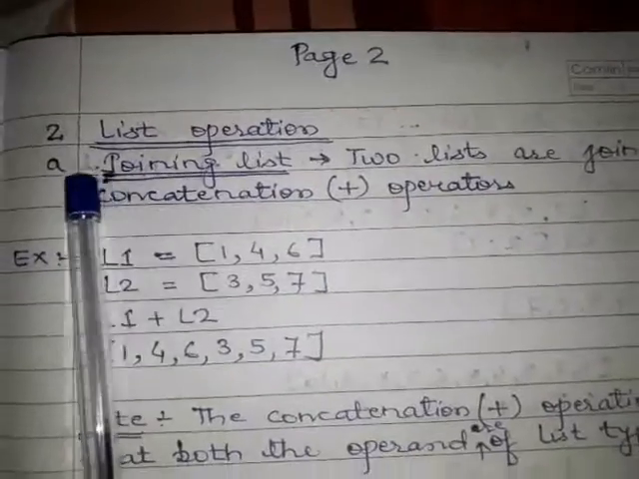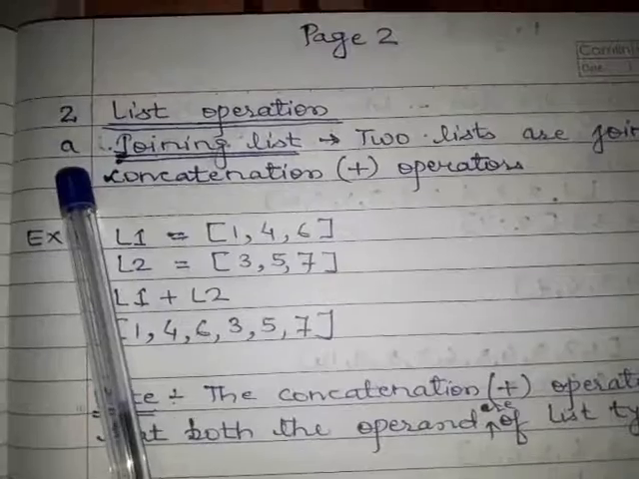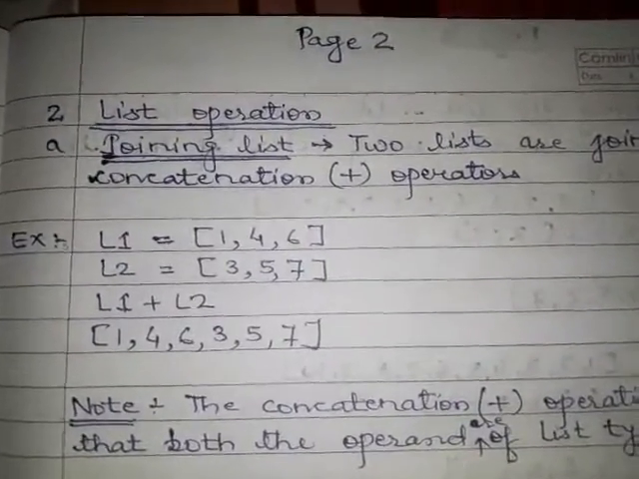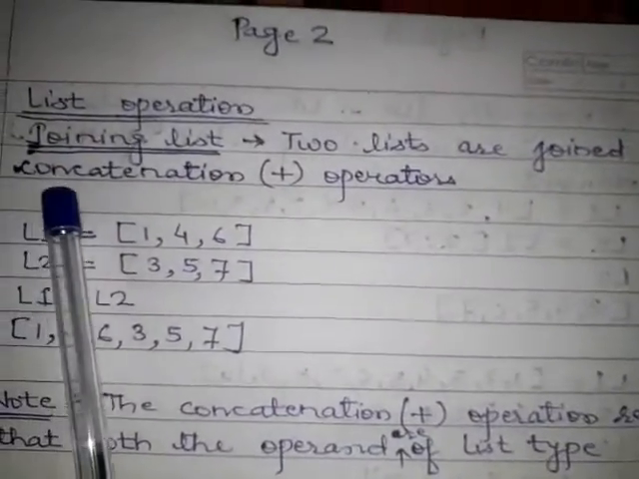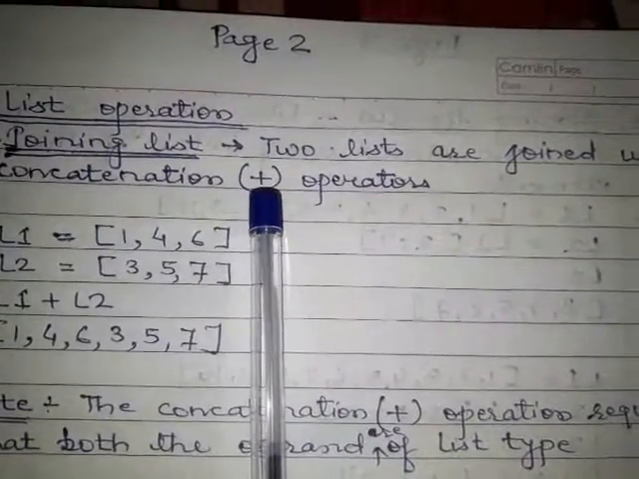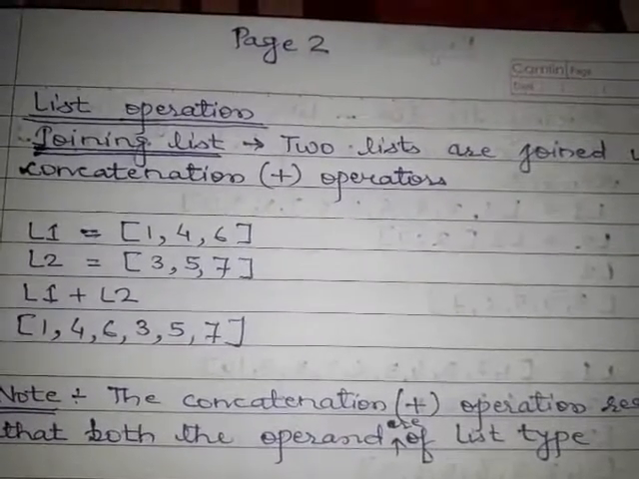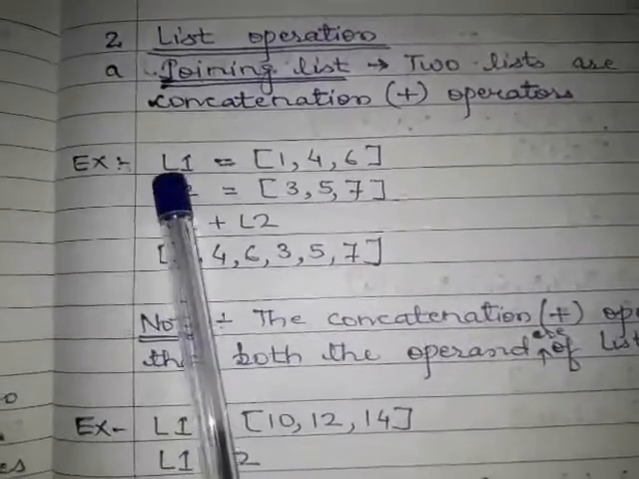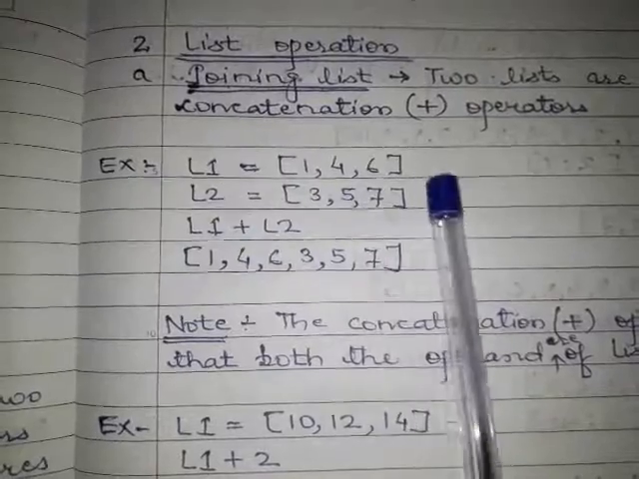Now our next topic is list operation. In list operation, our first one is joining a list. How to join two different lists? Two lists are joined using the concatenation operator. This plus symbol is called concatenation, which means to add two lists. Let's see an example. Suppose L1 is 1, 4, 6 and L2 is 3, 5, 7.